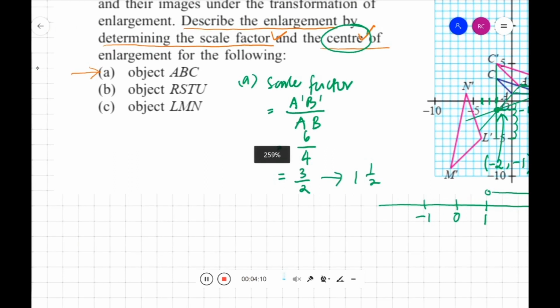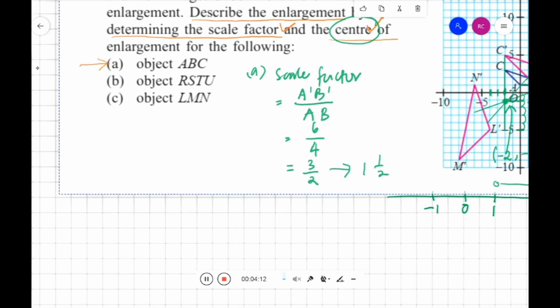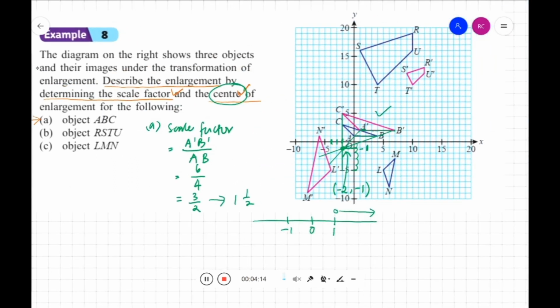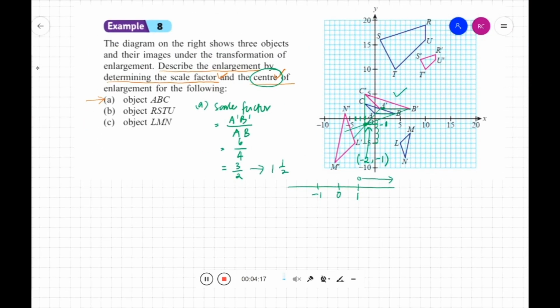So remember, to describe the enlargement, you are going to describe the scale factor and also the center of enlargement. So for the answer for A over there, the A prime, B prime, C prime, you have to find out the image. Is the image of what? Image of object ABC. Okay, it's the image of ABC under what? Under the enlargement.